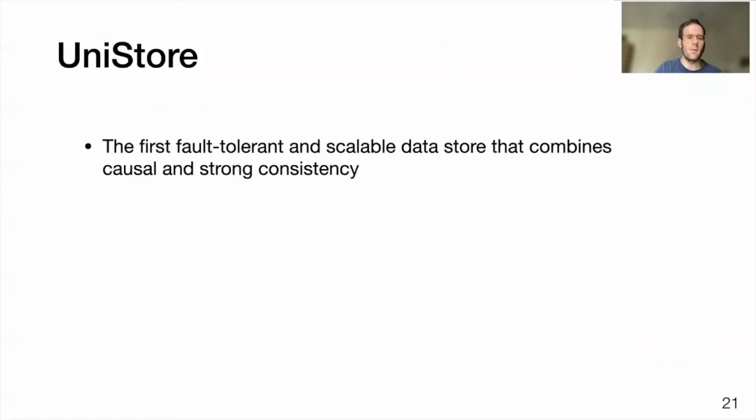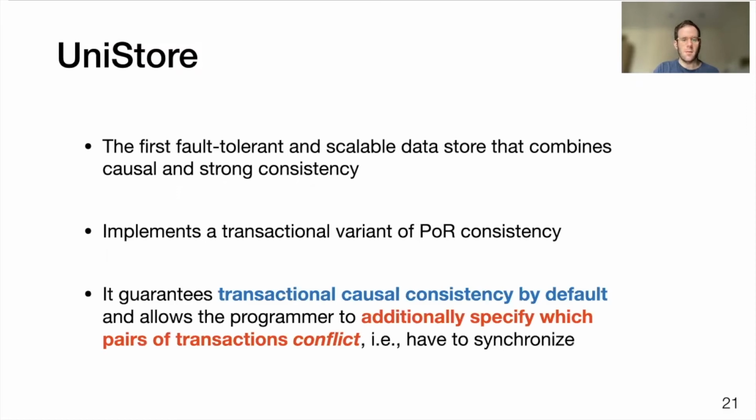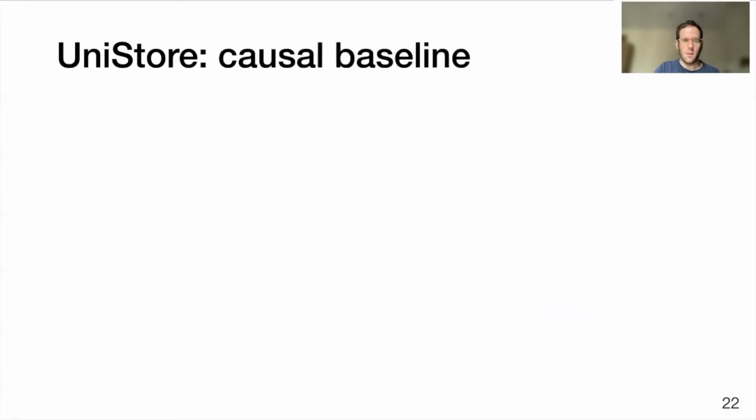In this work, we present UniStore. UniStore is the first fault-tolerant and scalable data store that combines causal and strong consistency. It implements a transactional variant of POR consistency, such that operations may span multiple data items. And it guarantees transactional causal consistency by default and allows the programmer to additionally specify which pairs of transactions conflict, and therefore which transactions have to be executed under strong consistency.